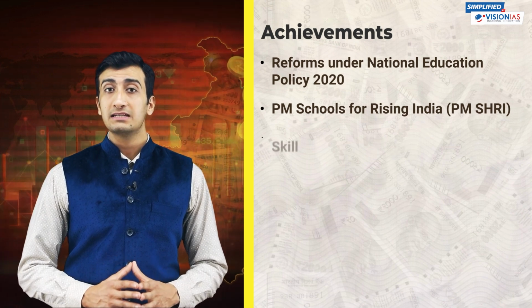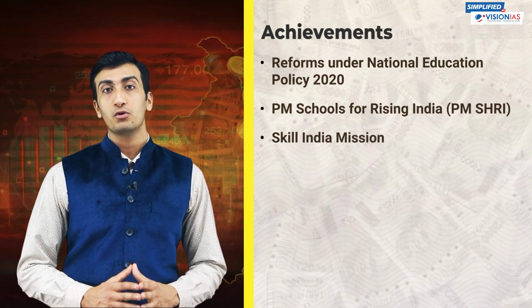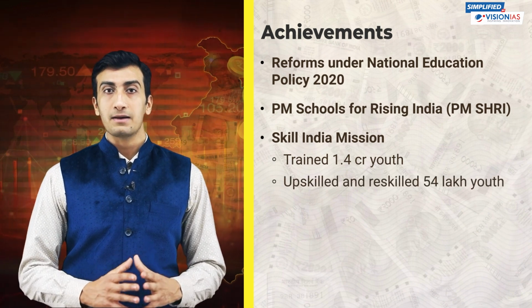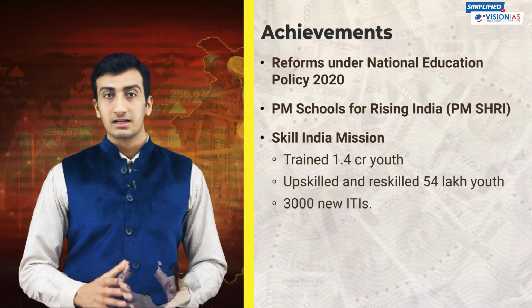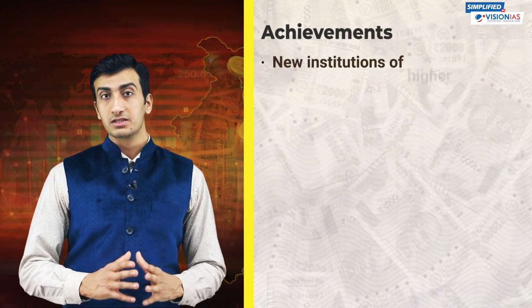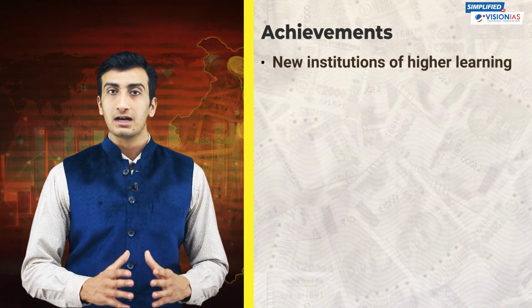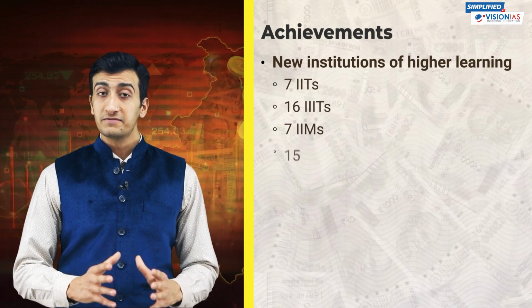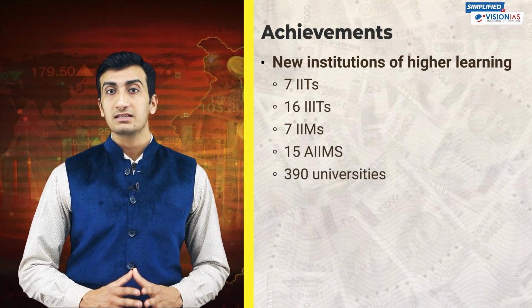If we talk about Skill India Mission, it has trained 1.4 crore youth, upskilled and reskilled 54 lakh youth, and established 3,000 new ITIs. In addition, a large number of new institutions of higher learning, namely 7 IITs, 16 triple IITs, 7 IIMs, 15 AIIMS and 390 universities have been set up.